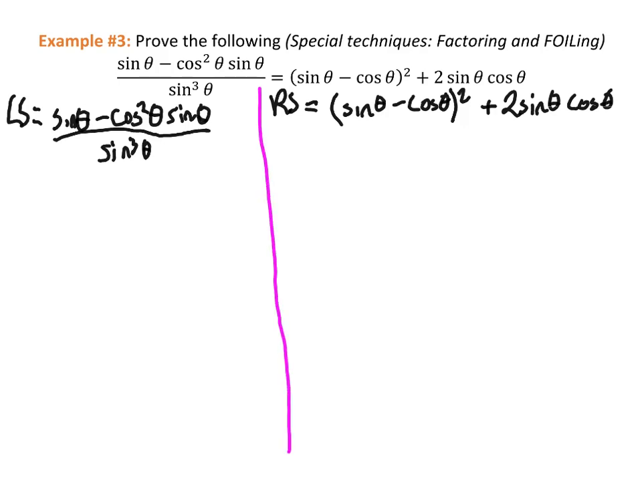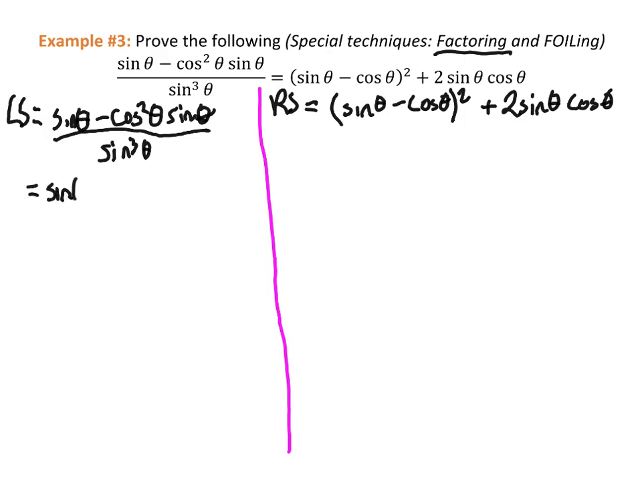We'll start by working on the left side here. So what you can notice on the left side is that there's a sine theta in both terms on the top, right? There's sine theta and then minus cos squared theta sine theta. So a sine theta here and a sine theta there. So here's where I'm going to use a technique of factoring, right? So I could factor a sine theta out there, and let's see what happens when I do that.